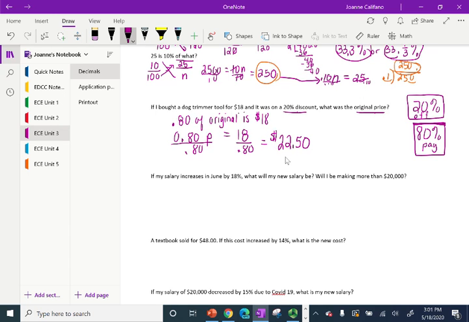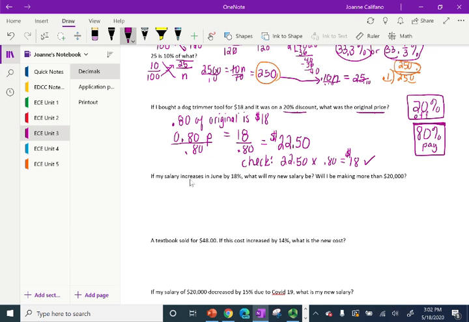If you're not sure, take the $22.50 and multiply it by 20% and subtract it from $22.50 if you want. But that's a two-step problem. I'd rather say $22.50 times 80% is my discounted price of $18, and that would be my check, to check my work.